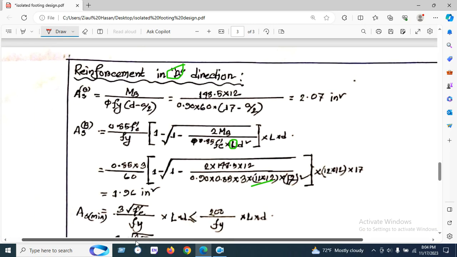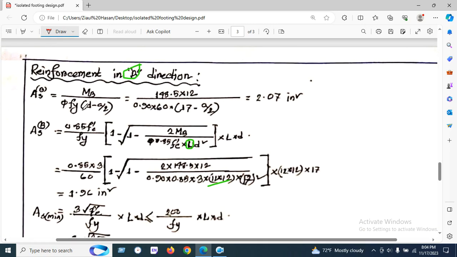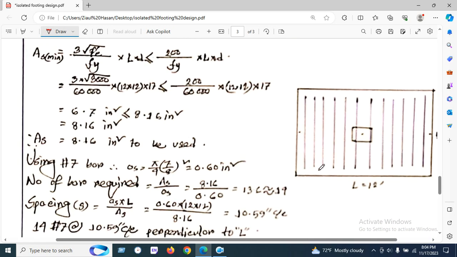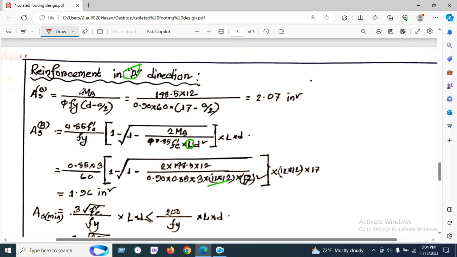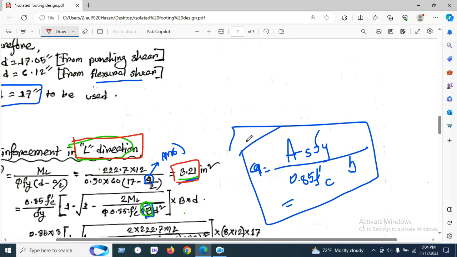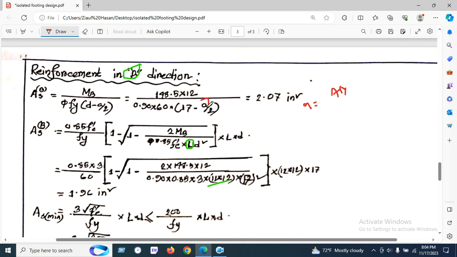So now we will show the reinforcement in the B direction. Here is the B direction. As equals Mu divided by phi Fy (d minus a by 2). We will put all these values. The a will be As Fy divided by 0.85 f'c b, but we will not use this formula directly. We just put the answer in our scientific calculator and press equal again and again until the value stops changing, and we found 2.07 inch square.